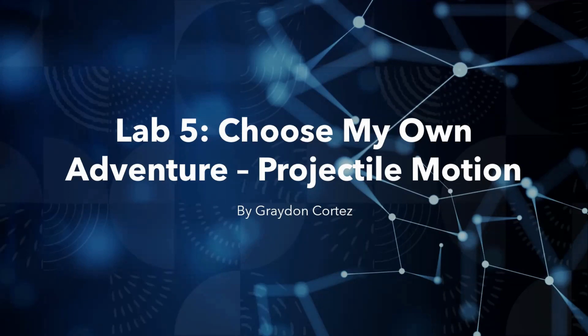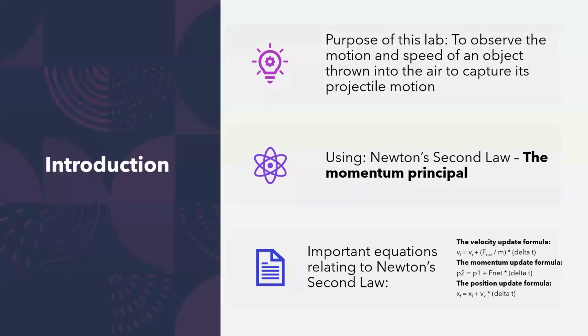Hi, my name is Graydon Cortez, and this is Lab 5, Choose My Own Adventure, Projectile Motion. To begin with, the purpose of this lab is to observe the motion and speed of an object thrown into the air to capture its projectile motion, using Newton's second law of the momentum principle.